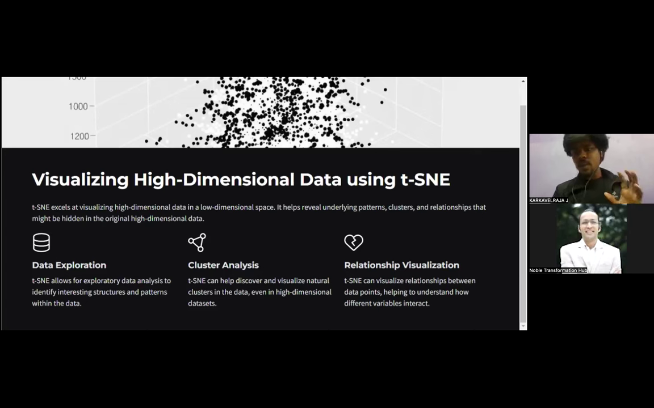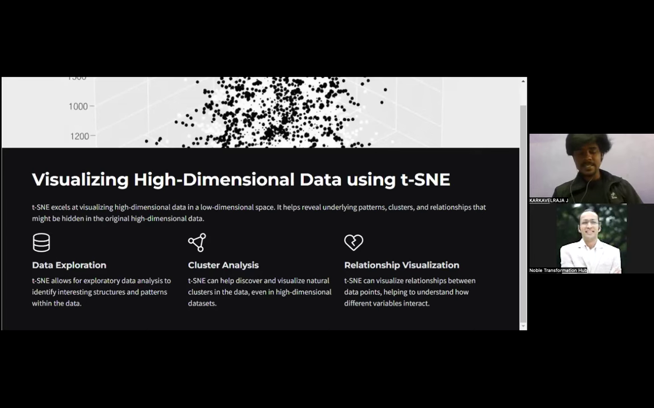Whenever you have data of higher dimension and you visualize it, the data set gets clumped and you are not able to understand any of the patterns. That's the reason t-SNE is a very useful method which converts the high dimensional data to low dimensional data, such that you are able to extract the patterns and meaningful clusters out of the data set. Let's see what we have. Data exploration. Yes, t-SNE allows us to do EDA, exploratory data analysis, to identify interesting structures and patterns within the data. Once you have low dimensional data, you can play with it. That's the reason we can do EDA by using t-SNE.